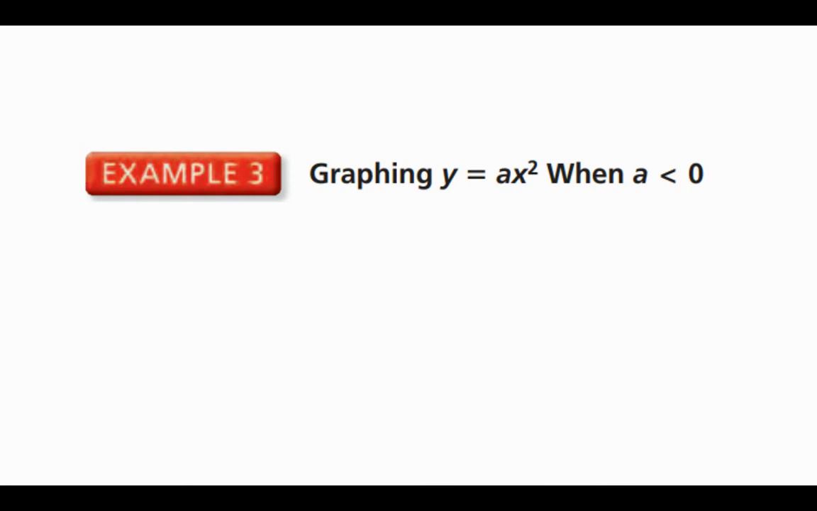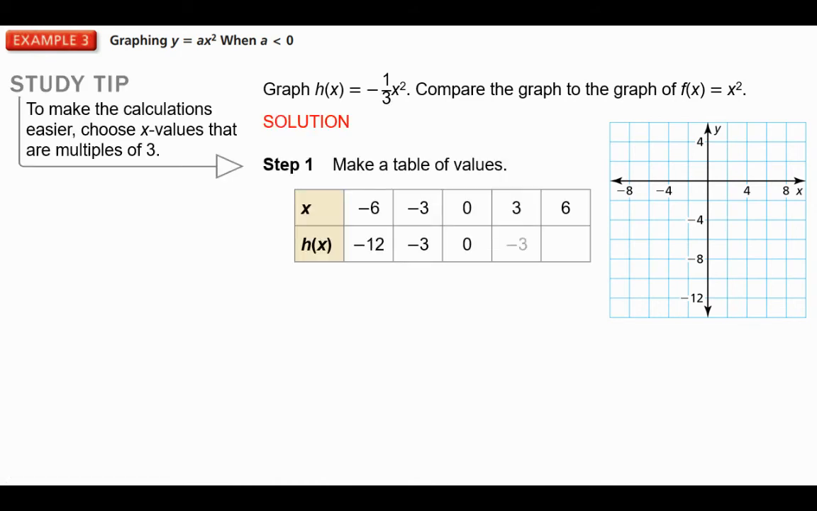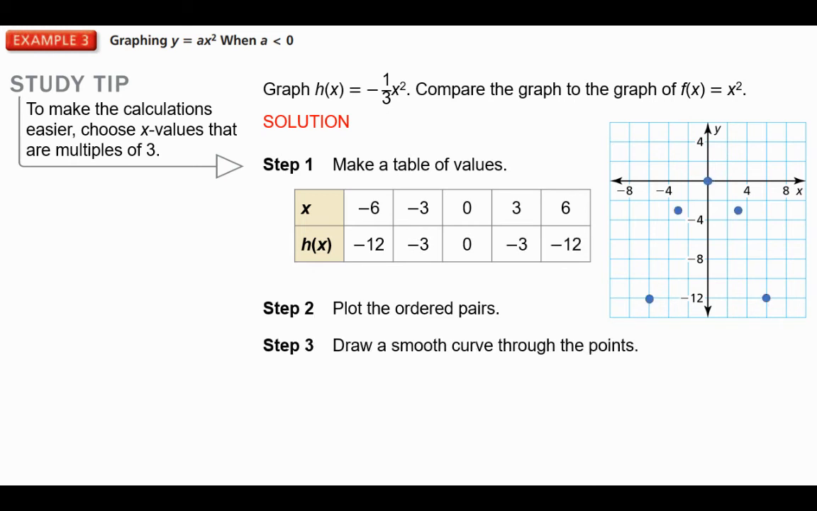Okay. All right, now here's a case where a is less than 0. So now we're talking about values that would be fractional or negative. All right, so we see both examples here. So in the past, the negative would reflect the graph over the x-axis. Okay, and that's what we see here when we plot the ordered pairs. We see that the graph is now pointed downwards, and that's due to the negative sign.